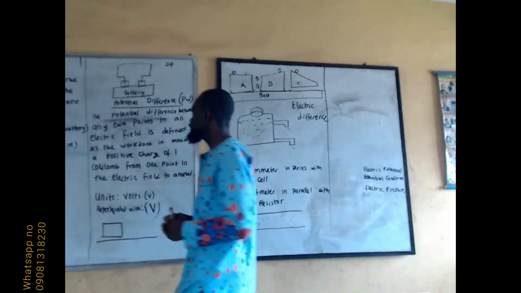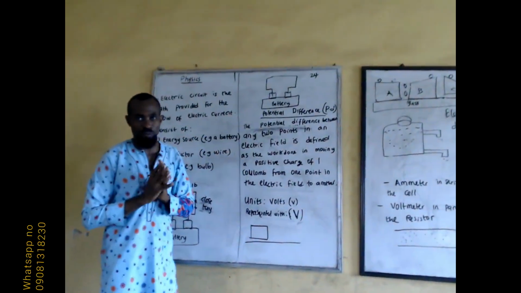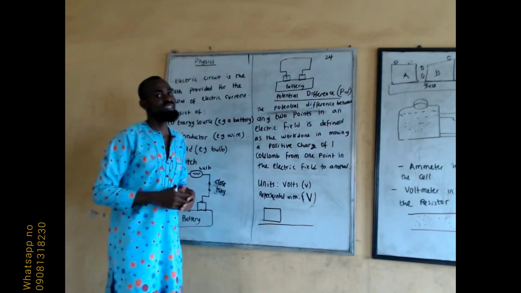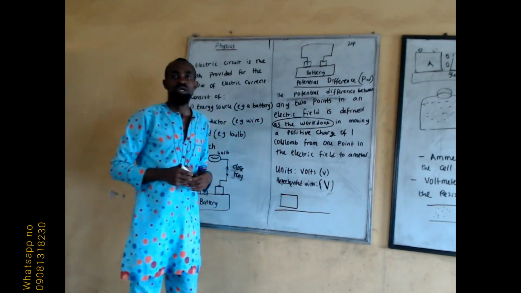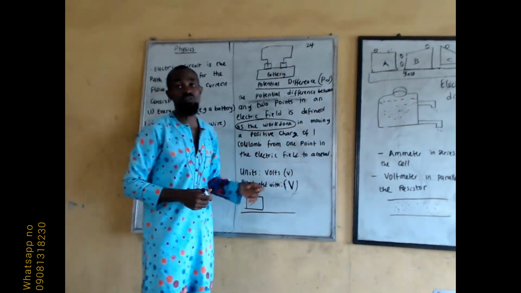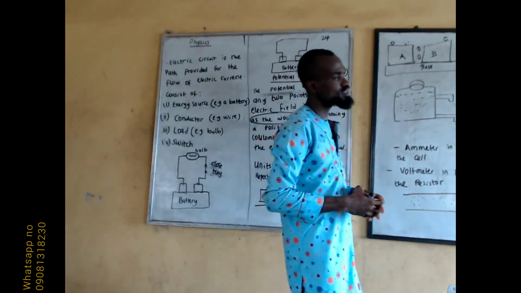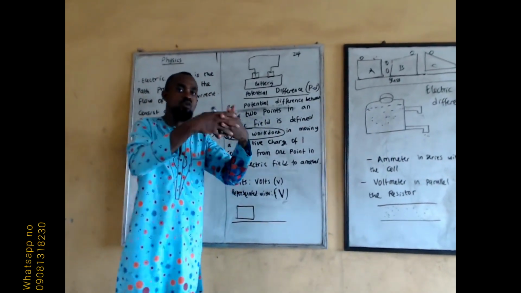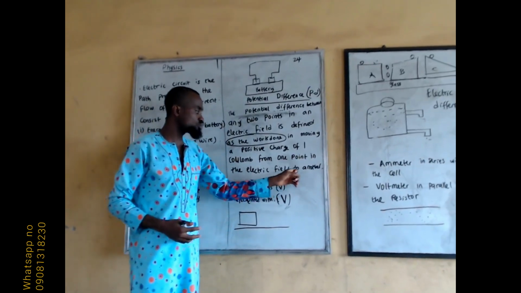So let's define potential difference. Potential difference between any two points in an electric field. That is the complete name of potential difference. For short, just potential difference. Potential difference is always between any two points in an electric field. The key word is work done. Potential difference between any two points in an electric field is the work done in moving a positive charge of 1 coulomb from one point in the electric field to another.